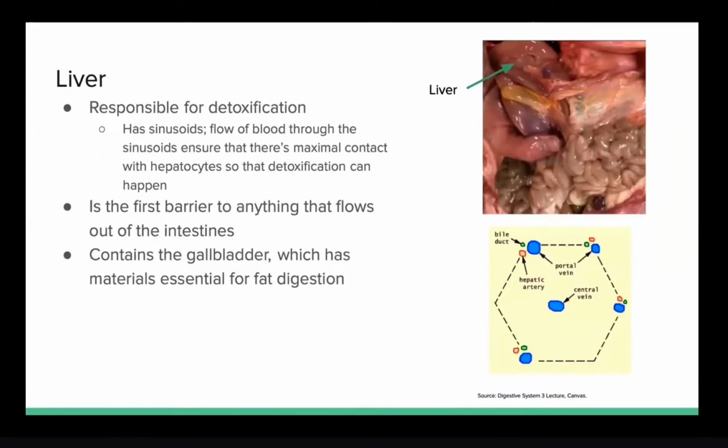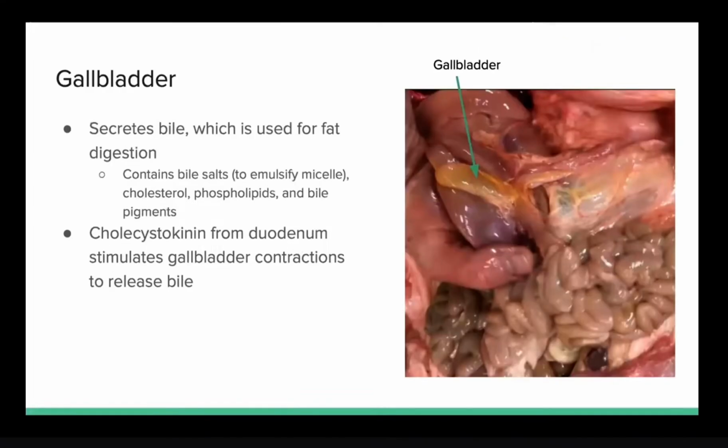The liver is responsible for detoxification. It has sinusoids, so blood flows through the sinusoids to ensure that there's maximal contact with the hepatocytes so that detoxification can happen. So blood percolates towards the central vein while bile goes towards the bile duct. It's the first barrier to anything that flows out of the intestines and contains the gallbladder, which has materials essential for fat digestion. So the gallbladder secretes bile, which has bile salts, cholesterol, phospholipids, and bile pigments.